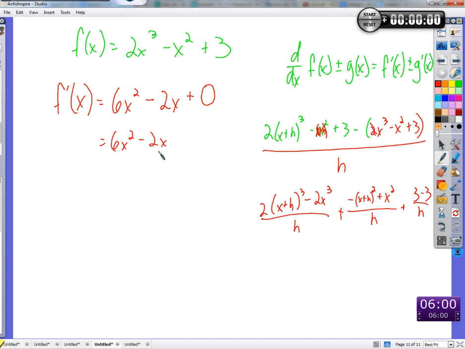Okay, why is that 3 0 though? Because of the constant rule, and also, look, these are three separate functions. We're adding them together.